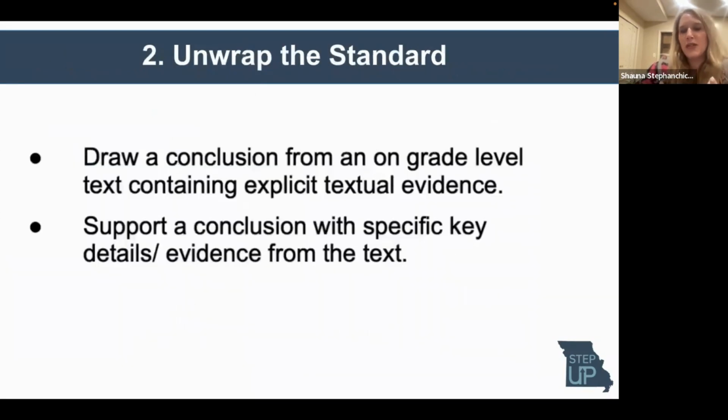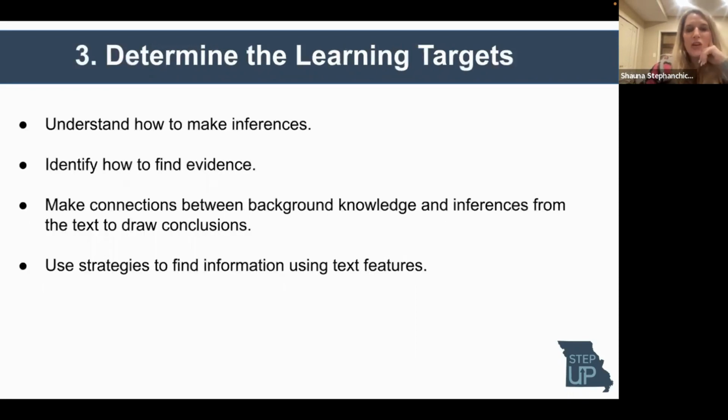Then as a teacher, you also need to unwrap that particular standard. What is it asking? We're drawing conclusions from explicit text. In third grade, it's explicit, so that means right there information. We want kids to be able to look or read something and be able to draw a conclusion. And then we want them to be able to support it. So again, being clarified in your mind of what I need as a teacher. And then you're going to determine learning targets from it. So I want my student to know and understand how to make inferences. I want them to identify evidence. I want them to be able to make connections. Does this make sense? Like we're unwrapping it even further. What are those specific learning targets I want?